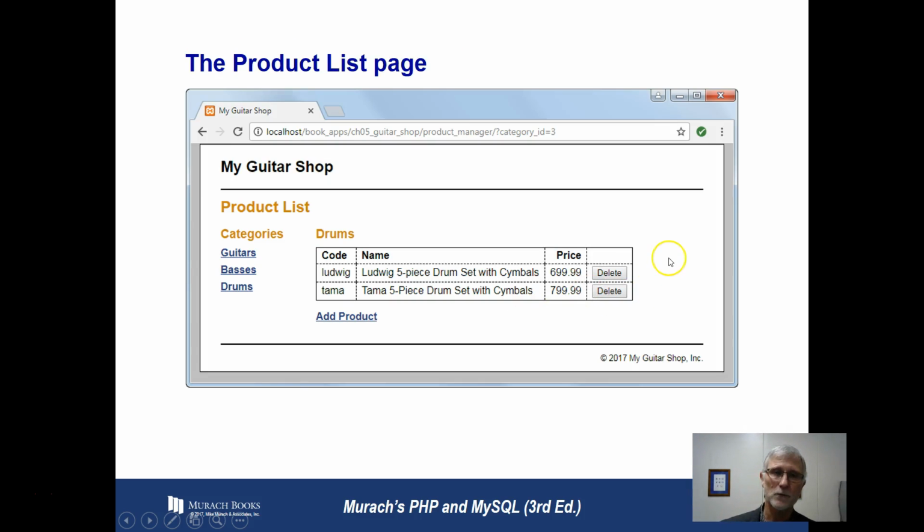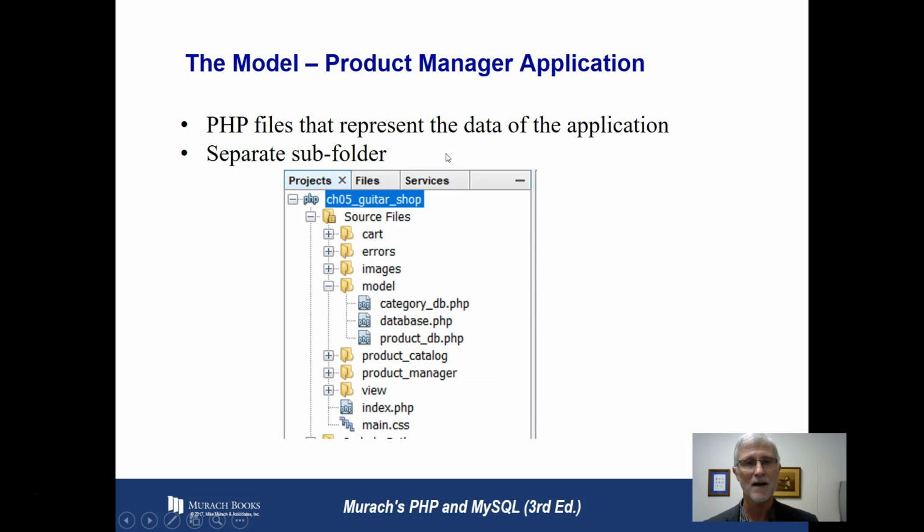So let's go through our example with the product list page. This is our product manager application for chapter 5. We're going to look at the structure now and talk a little bit about how to call routines. Now let's look at how we're going to start structuring this. So our model is what? Those are the models where I've got all the interface to the data located.